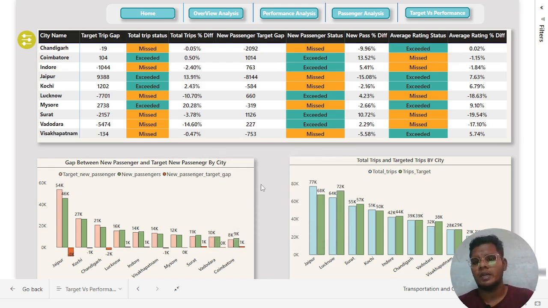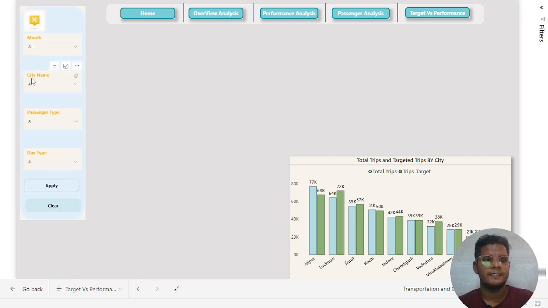Total trips and the target trips by city. Here as well, there's some gap. Here in Jaipur, the target is 77. Sorry, total trips. The target trips target is 68. And this is its overall data. When we apply the filters, it may change.